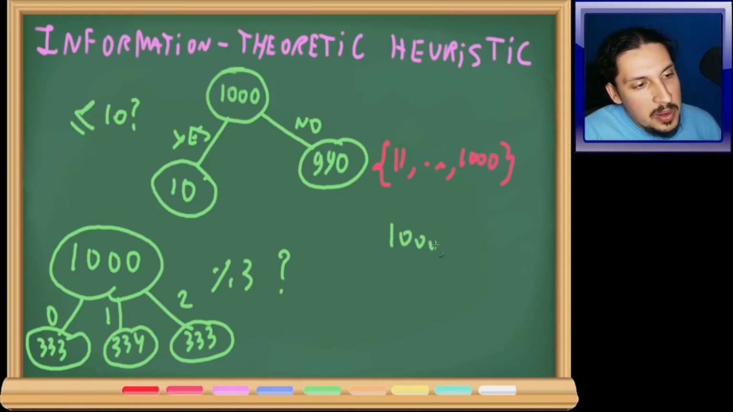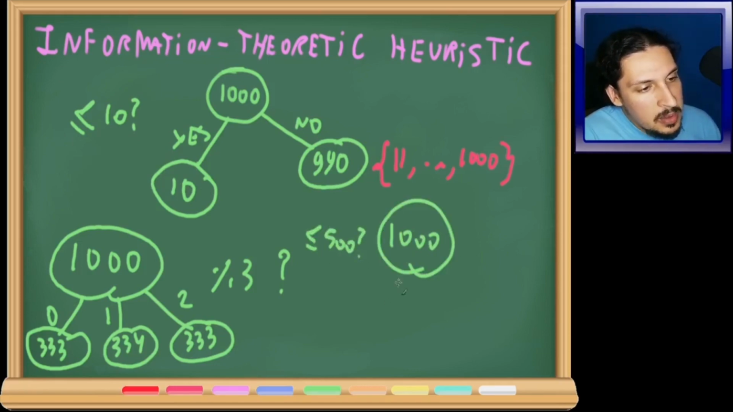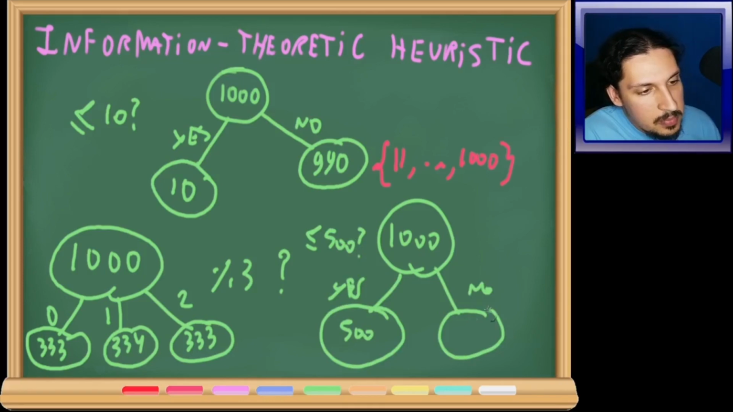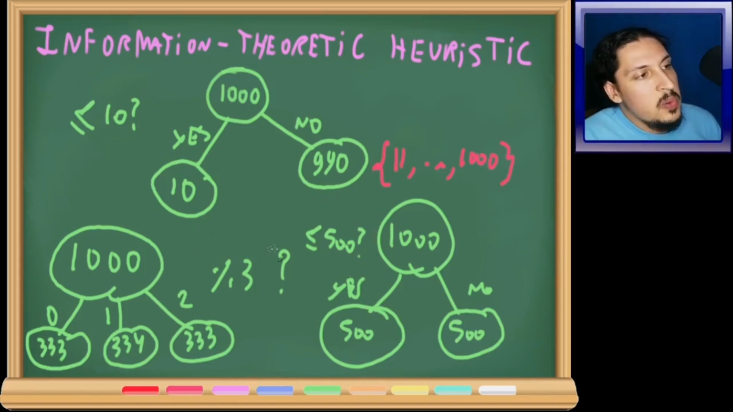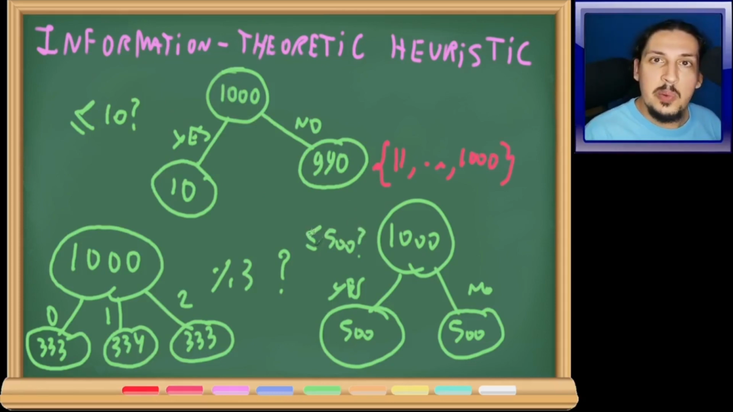If instead I had asked, is the number lower or equal to, let's say, 500, then I would have two answers, yes or no, but they would both have 500 possible results. And intuitively, we know that this is a better question than the other one. How can we quantify that? Well, the idea behind this heuristic is to try to use as few questions as possible.